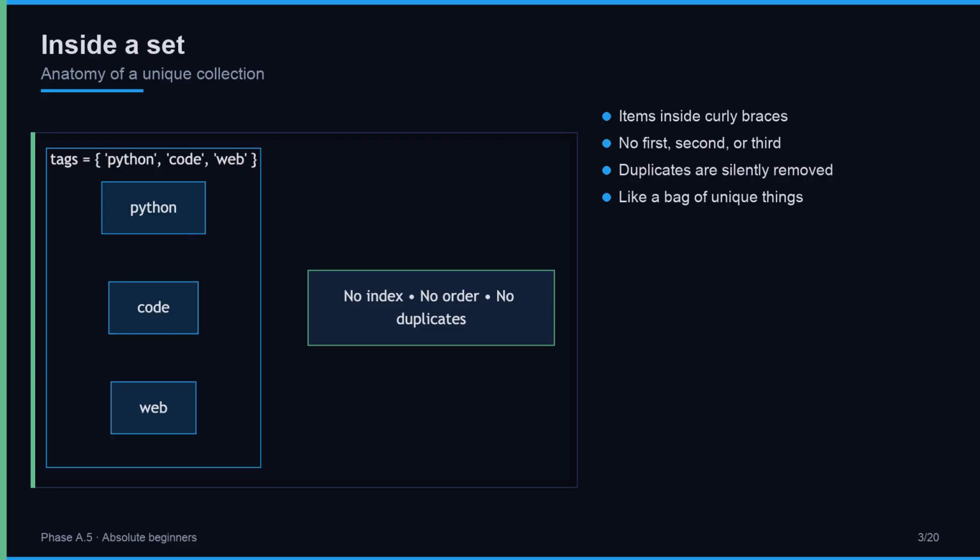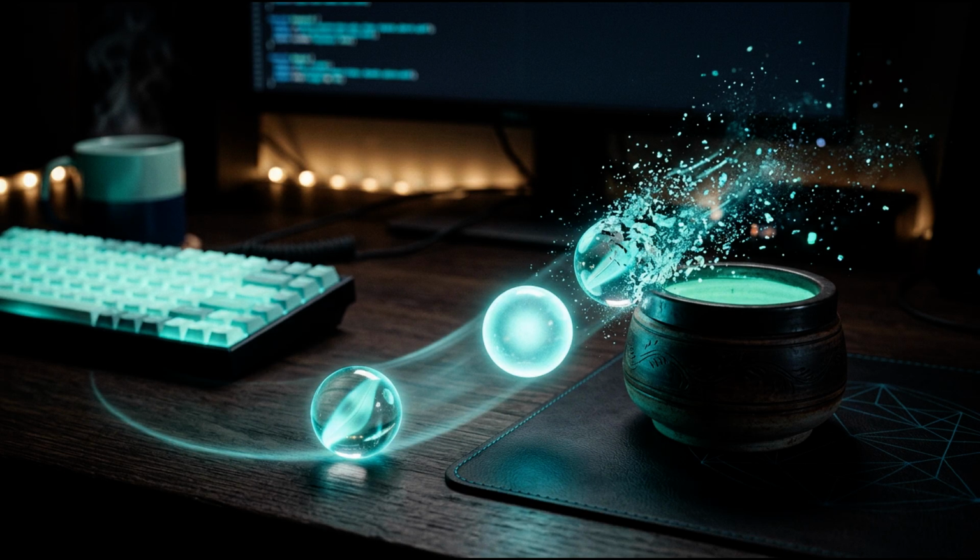Think of a set like a bag of distinct marbles. You can ask whether a marble is inside, but you cannot ask for the third marble. No position, no duplicates. Duplicates vanish the moment they enter a set. The collection keeps only one of each, automatically, with no extra code.